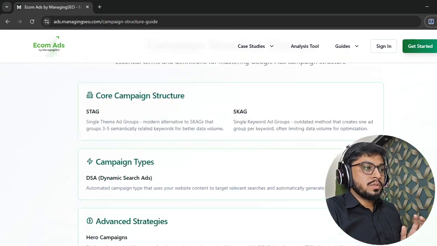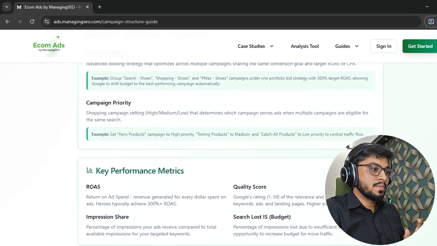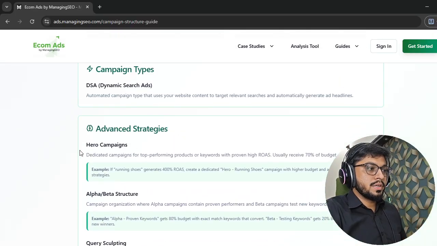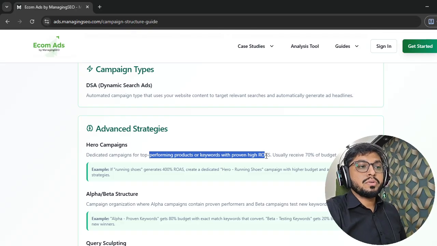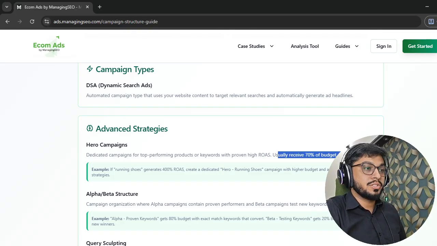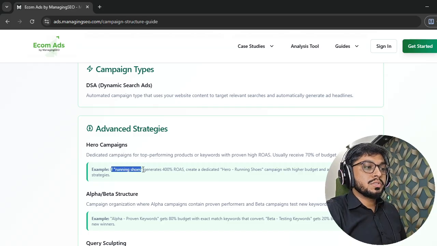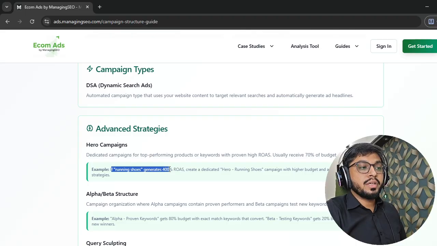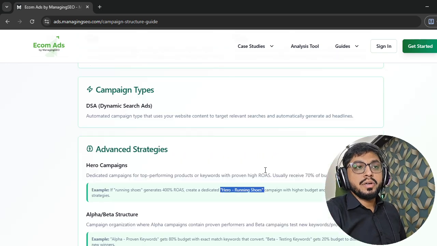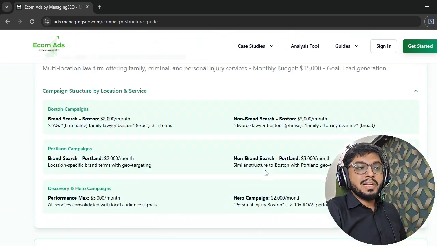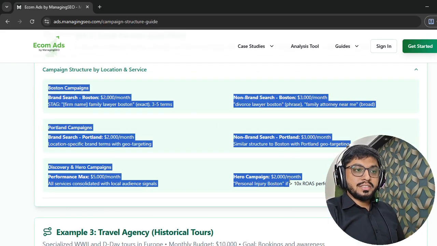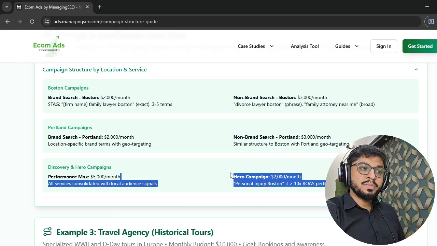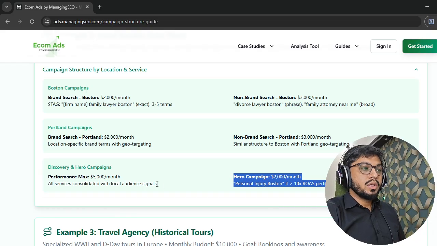Let me scroll down to the glossary. We also have this hero. Yes, here. Dedicated campaigns for top performing products or keywords with proven high ROAS usually receive 70% of your allocated budget. For example, if the running shoes term is generating good ROAS, then just create a dedicated campaign for this keyword, or one campaign for multiple dedicated winning keywords. So just look at this structure. We have 6 campaigns and 70% of the budget is being spent on the hero campaign. What are the rest?